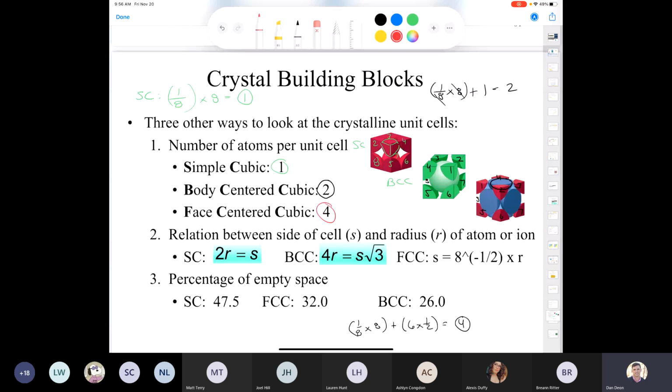The relationship between the side, and this is a side, this is a side, this is a side. If you calculate the relationship between the side of the cell and the radius of an atom or an ion, the side length for a simple cubic is going to be 2 times the radius. If you do it for body-centered cubic, you're going to see that S, or the side, is equal to 4R divided by the square root of 3. And for the face-centered cubic, it's the square root of 8 multiplied by the radius.